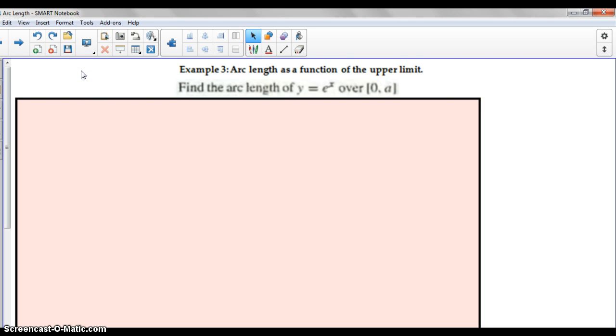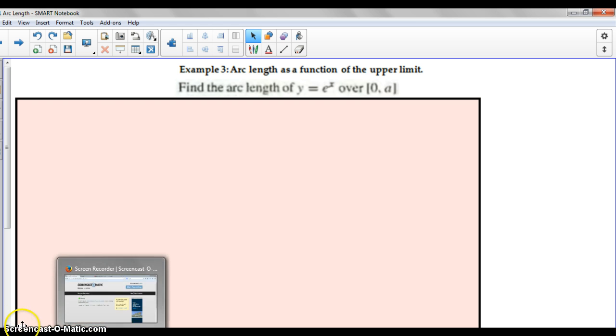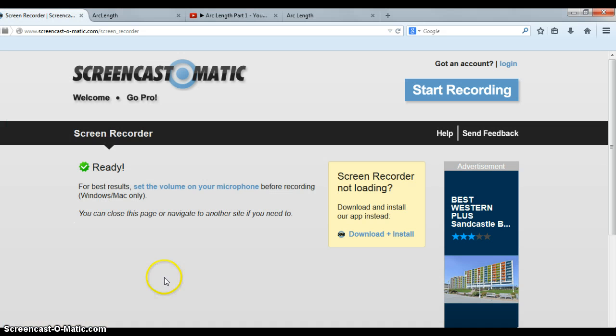For our next example, we will take a look at a function where there is no upper bound. Find the arc length of y equals e to the x over the interval 0 to a. Just to give you a visual idea of what this looks like, I'm going to pull up an applet.